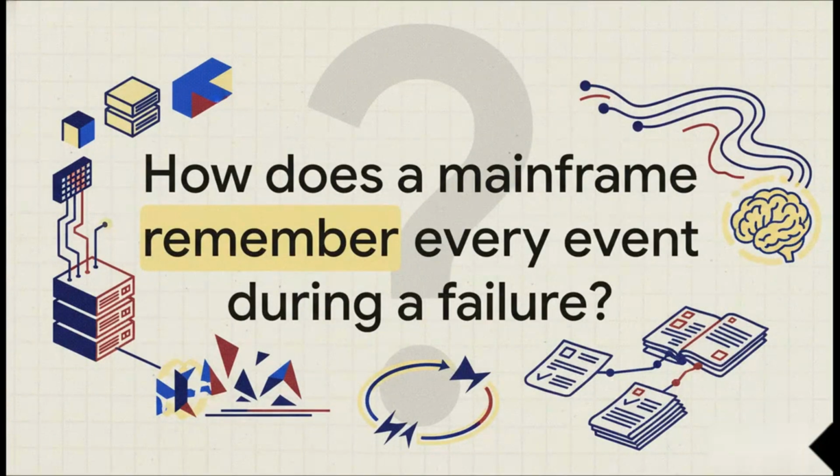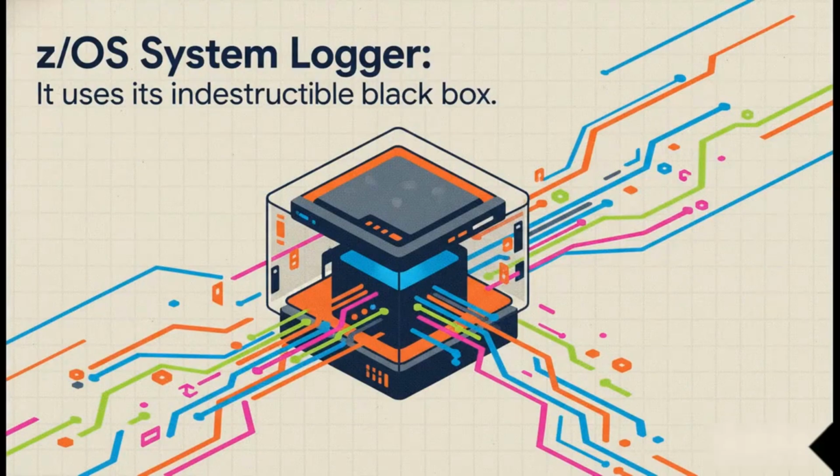In a world where mainframes are chugging through millions upon millions of transactions, what happens when things go sideways? I'm talking a full-on system crash, maybe a power failure. How in the world does the mainframe remember every single event? How does it keep from losing even one tiny piece of data? The answer? Well, it's pretty elegant, actually. It uses its indestructible black box, the z/OS system logger.